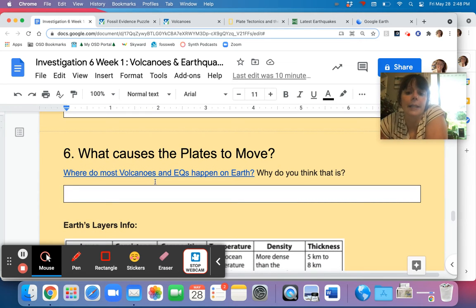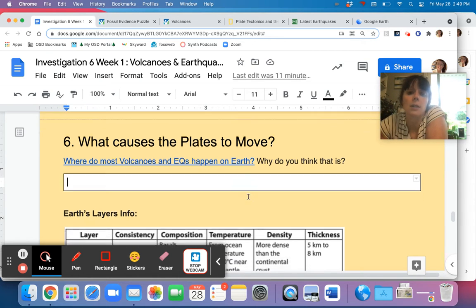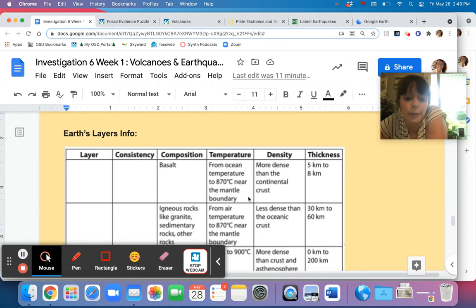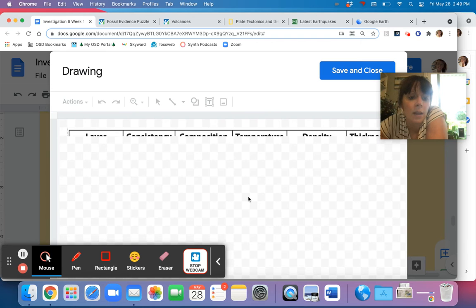What causes the plates to move? Why do you think that is? Take a guess if you don't know. This is not exactly related, even though it's really cool. If you have time, check it out. But otherwise, just think about what you think causes the plates to move. And we'll go over what's going on with the plates next.